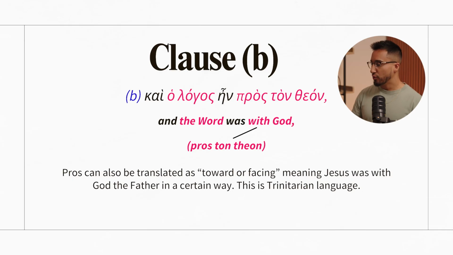All right, now let's dive into clause B. "And the Word was with God." And so this right here, as we know, is the word ho logos. And then pros ton theon is with God, translated as with God. This word pros can also be translated as toward or facing, meaning that the Word, Jesus, was with the Father in a certain way. He was facing the Father.